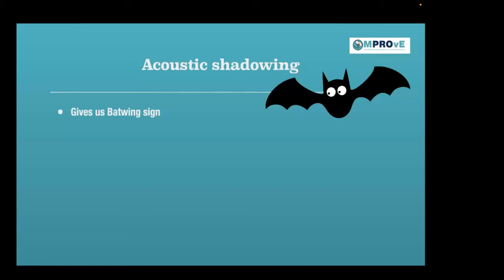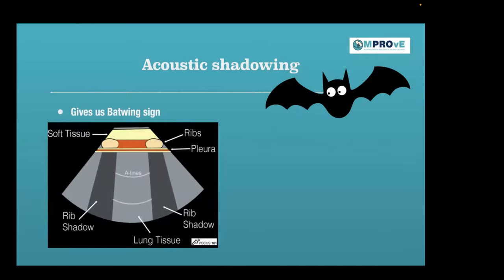Let's talk about the acoustic shadowing artifact. This gives us the bat wing appearance. It's a stretch of imagination again. Why bat? Don't ask me. I'll try to show you as much of a bat as possible on this lung scan, but acoustic shadowing gives you the bat sign. So again, these are the ribs, soft tissue. You apply your probe here, and then this is the kind of image that is generated. Bone being highly reflective, it reflects 100% of the waves back to the probe. So you see bone as a very bright line.